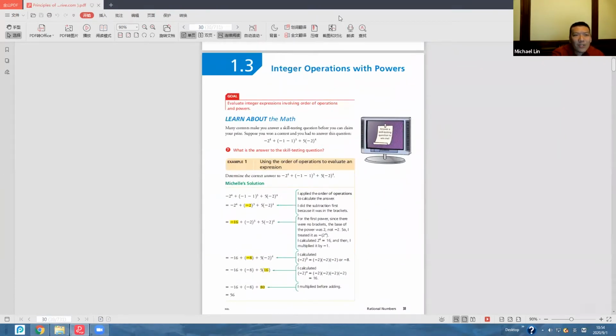Integer operations tend to be easy for most students, but students always tend to make one mistake, and that's with this one over here. I always see students making this mistake. So let's try solving this equation, okay? We have (-2) to the power of 4, plus (-1) take away 1, cubed, plus 5 times (-4) to the power of 4. We're going to try the first step. Do first.